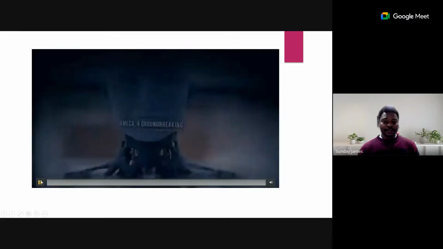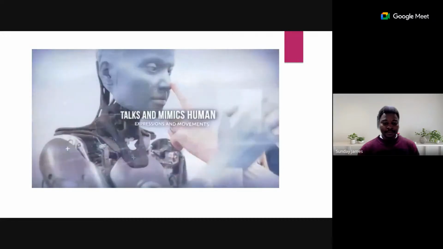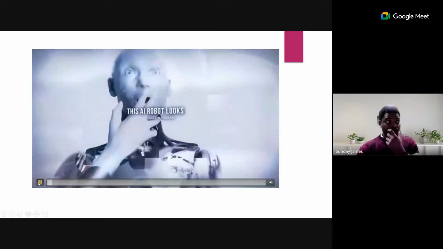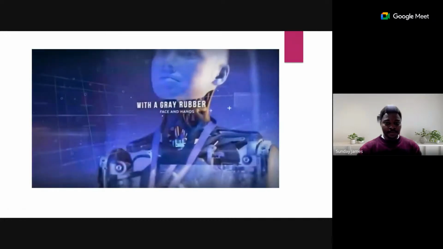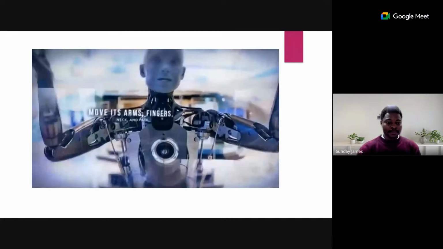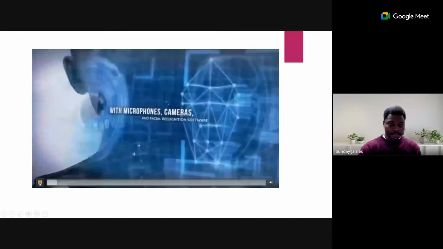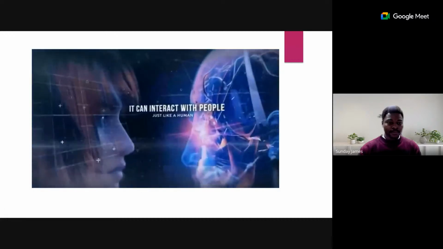So Ameca, a groundbreaking robot from Engineered Arts that talks and mimics human expressions and movements, now draws too, making it a fascinating blend of tech and art. This AI robot looks like a human but doesn't have a specific gender or race, with a gray rubber face and hands. It can move its arms, fingers, neck, and face, letting it show emotions and even talk. With microphones, cameras, and facial recognition software, it can interact with people just like a human.